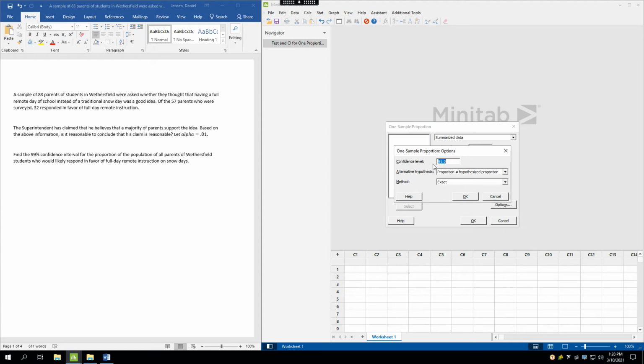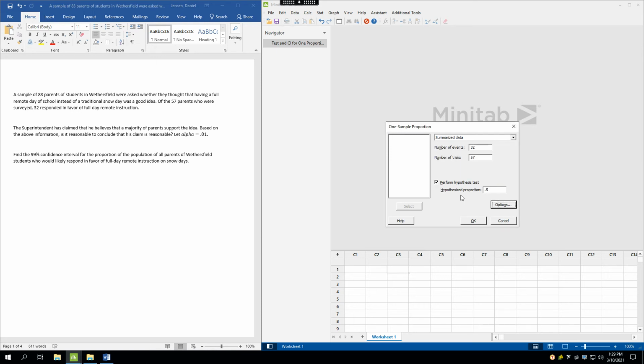Our confidence level is going to be 99 since we have a 1% significance level. Alpha is 0.01. Now, what's our alternate hypothesis? The superintendent claims that he believes a majority of parents would support it, so that would be greater than 0.5. So notice my null hypothesis is equal to 0.5, and my alternate is greater than 0.5. And we're going to leave this on exact. Don't worry about changing that method for this course.